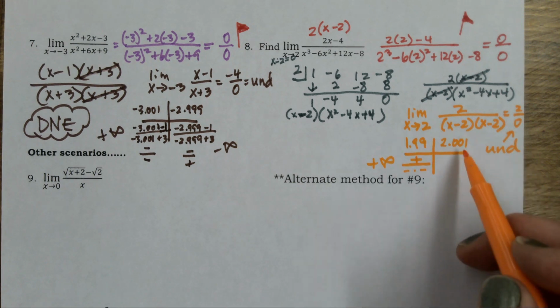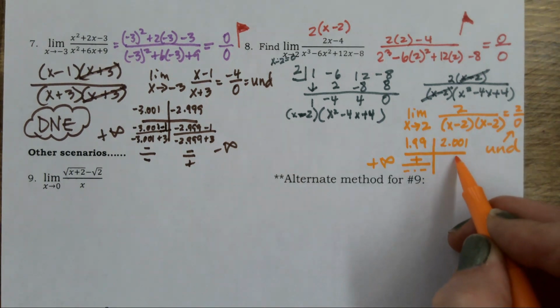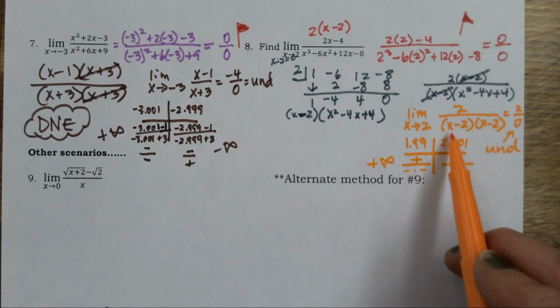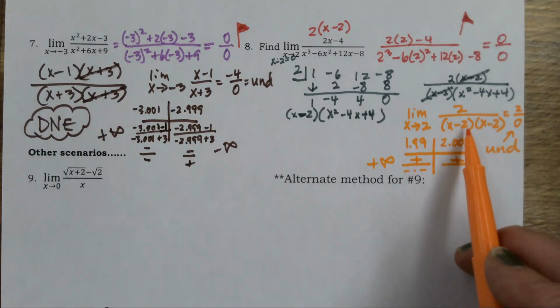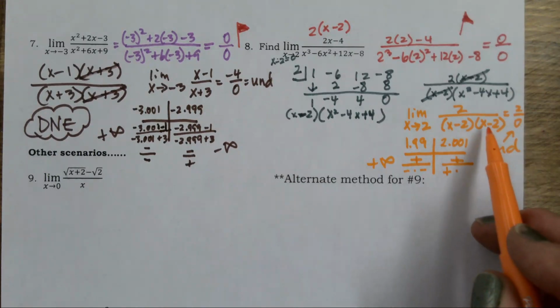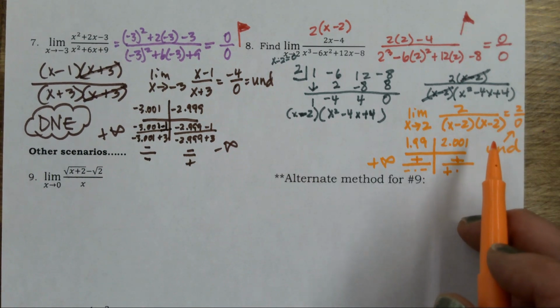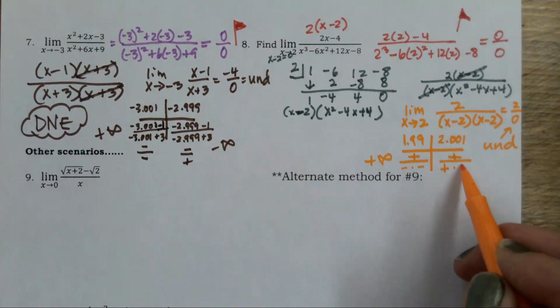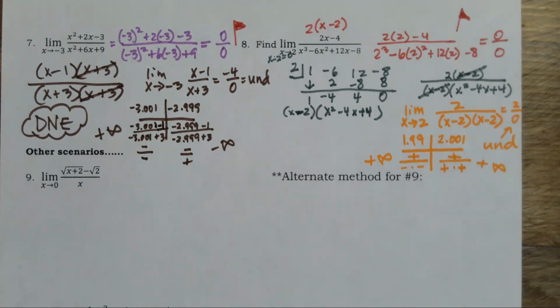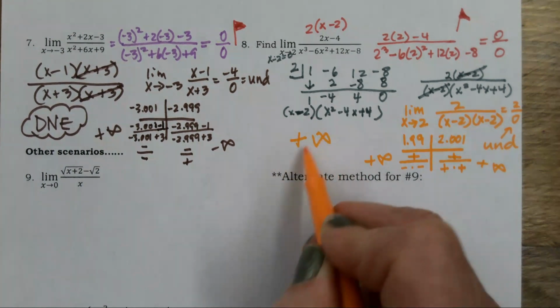Do the same thing on the next side. The top is automatically positive. Let's go to the bottom. What kind of answer do I get if I do 2.001 minus 2? Positive, right? Positive over a positive, positive infinity. What's my limit? Positive infinity.